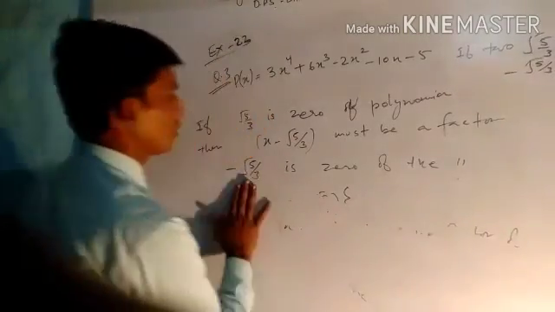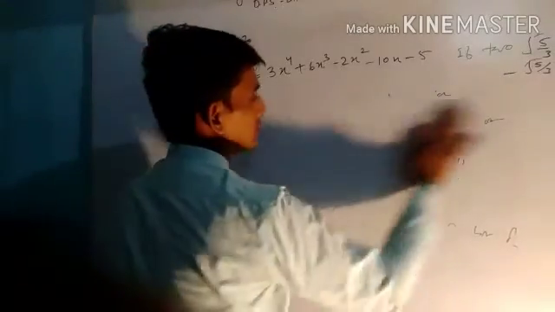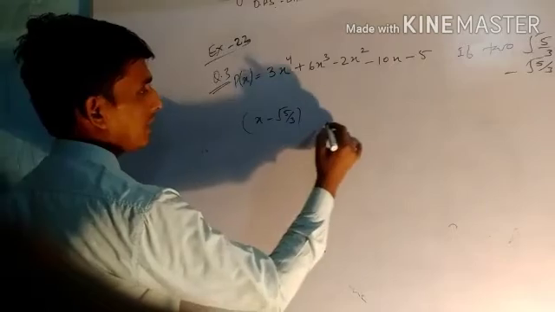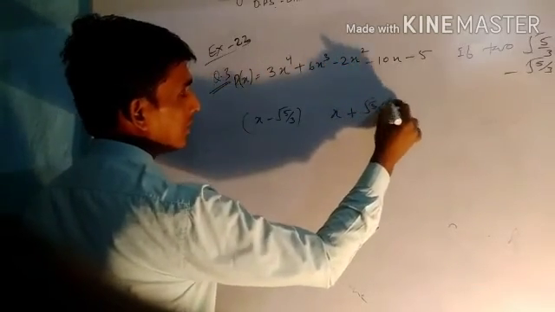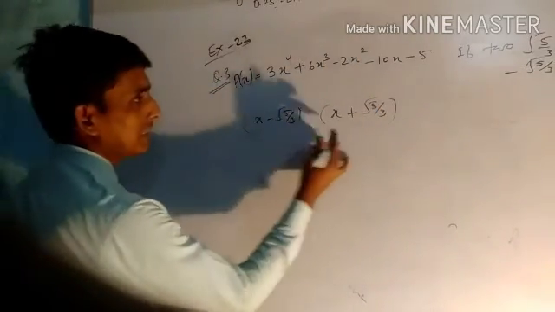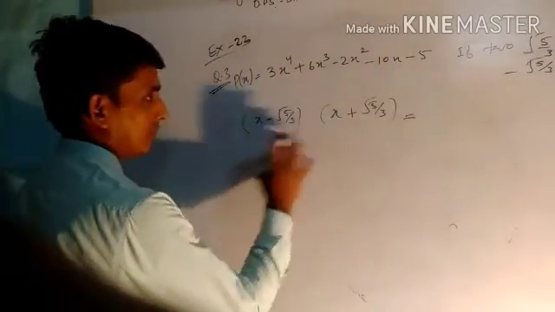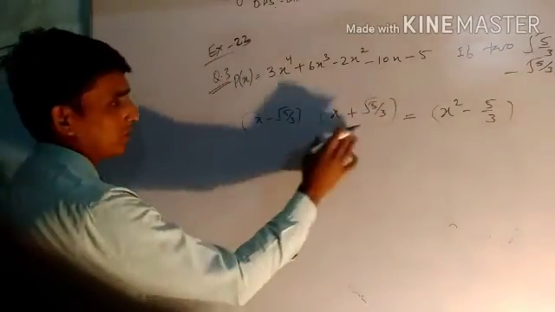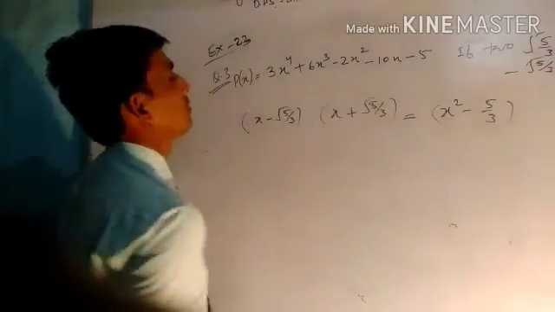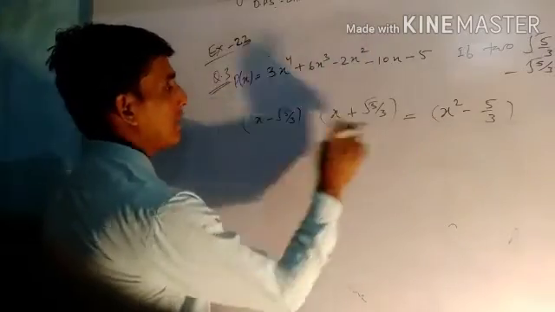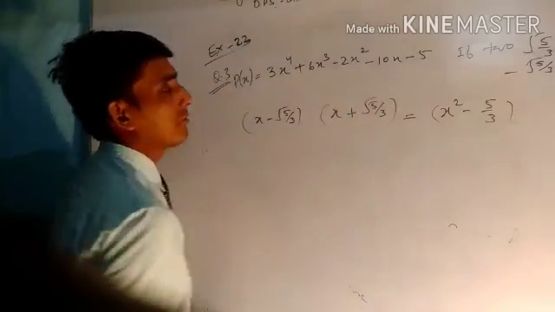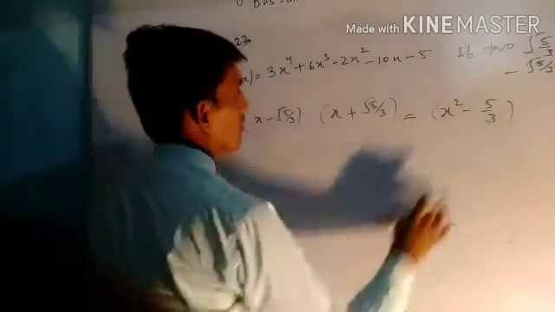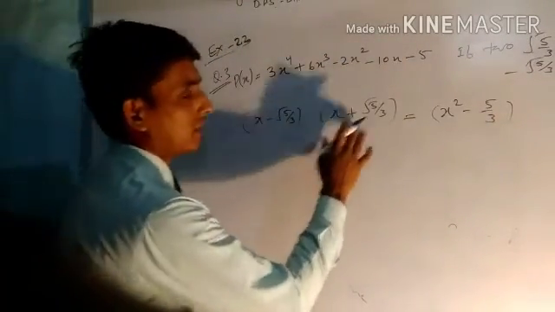So x minus root 5 by 3 should be a factor, and also x plus root 5 by 3 should be a factor of the polynomial. If you multiply these two, you will get x square minus 5 by 3. How? (a minus b) into (a plus b) is equal to a square minus b square. So x square minus root 5 by 3 whole square. Root 5 by 3 square will be 5 by 3. If this is a factor, this also should be a factor.